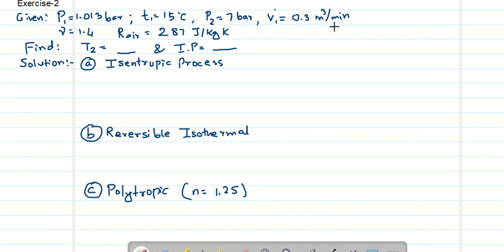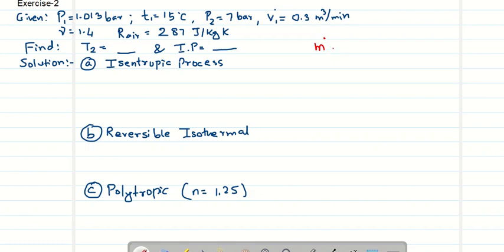So we are asked to find the temperature T2 and indicated power for the three processes: isentropic process, reversible isothermal, and polytropic process. He is asking us to find the delivery temperature in each stage. So the first process is isentropic process. Before we proceed, we will find the mass flow rate.